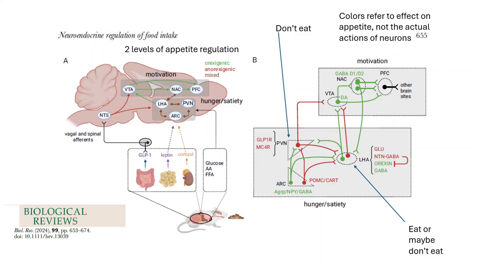Now, again, in this diagram, the green color refers to those effects that increase appetite, the red color to effects that decrease appetite. This doesn't necessarily tell you the stimulatory action of the neurotransmitters itself, but I think it's a little easier to understand this way. So here we're eating, we've got GLP receptors being activated, talking to the NTS. The NTS is shutting off the VTA.